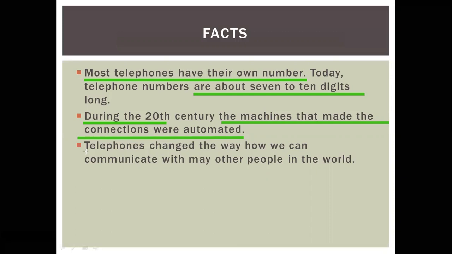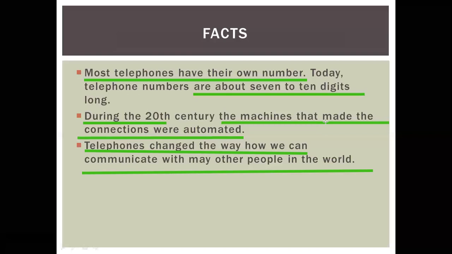Telephones changed the way we communicate with many other people in the world. Communication changed completely because we don't necessarily have to call someone to talk to them, but we can send a message via WhatsApp, Telegram, Messenger, and other messaging apps that you can see on the Play Store. Now, mobile phones don't need cables. You can have Wi-Fi, you can watch videos, you can have a lot more functionalities than the first one, which was to communicate.